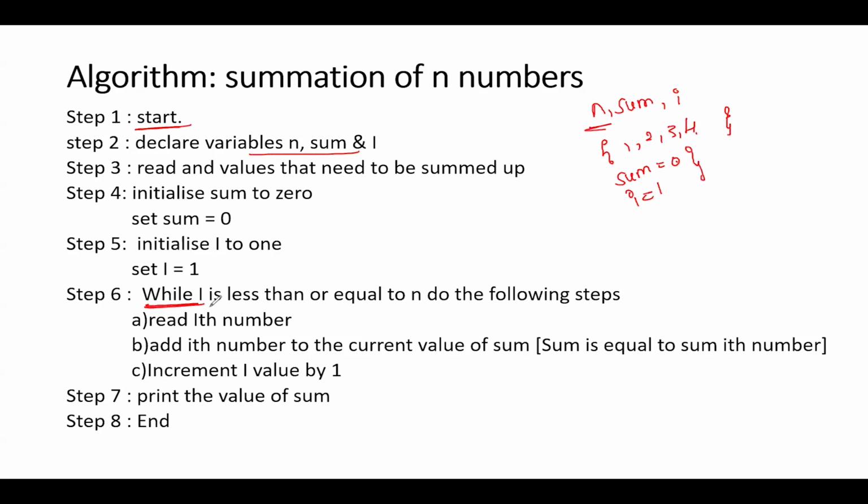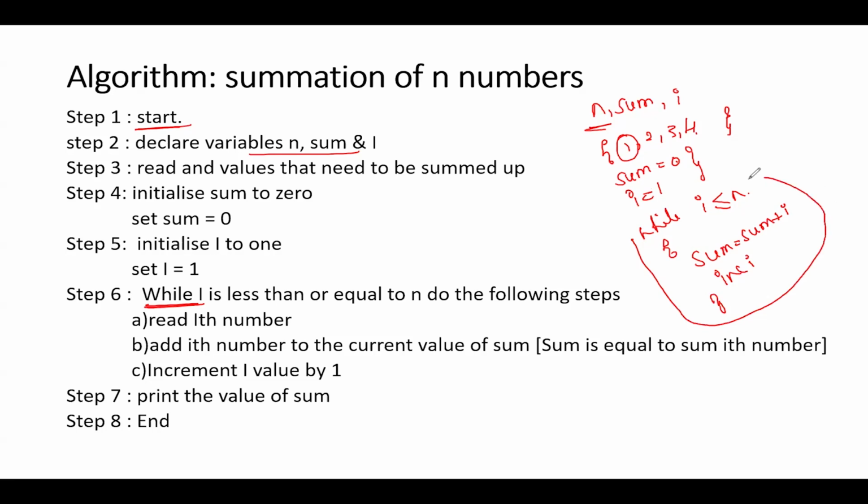After that, like I told you, we will start a while loop, which says that while I is less than or equal to n, we will do the following steps. That is, read the ith number. We will read this number, add it to sum. Sum is equal to sum plus the number, and then increment the I value. So this will go in a loop until the I value exceeds the n value. Once that is done, we will have our sum stored in the variable sum, which you can print, and then we will end the algorithm.